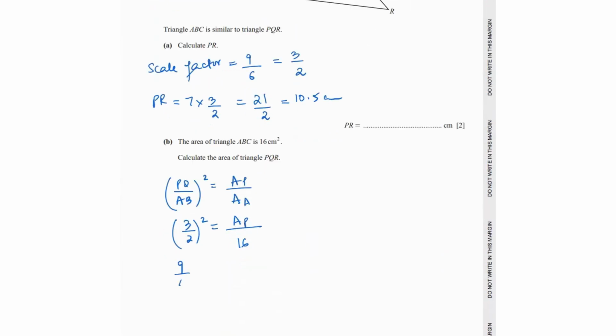So 9 over 4, cross multiply the 16. 4 ones are 4, this is 4. 9 times 4 is 36. So 36 centimeters square is the area of triangle PQR. Just remember, when talking about just the length, you just find the scale factor by dividing the new length by the old length. But when you talk about the area, you put the scale factor squared equal to the ratio of the areas. When it's the volume, you will cube the scale factor and put it equal to the ratio of the volume.